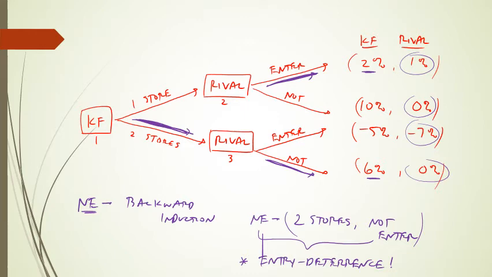6 is bigger than 2. So we have entry deterrence here. King Foods decides to build 2 stores, and entry does not happen. So this is a commitment to 2 stores, and notice this must be a credible commitment to 2 stores. It can't be just a threat to build 2 stores. Otherwise, the rival will perceive that they really still have a first mover possibility and can just commit to entering. So it kind of becomes a race to commit to something.